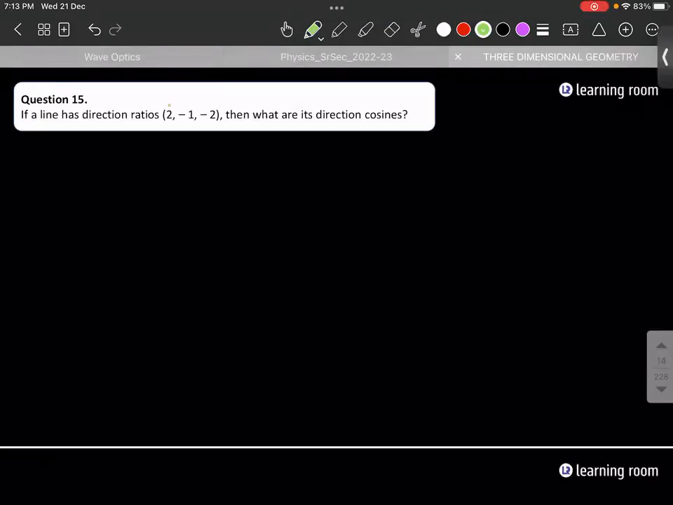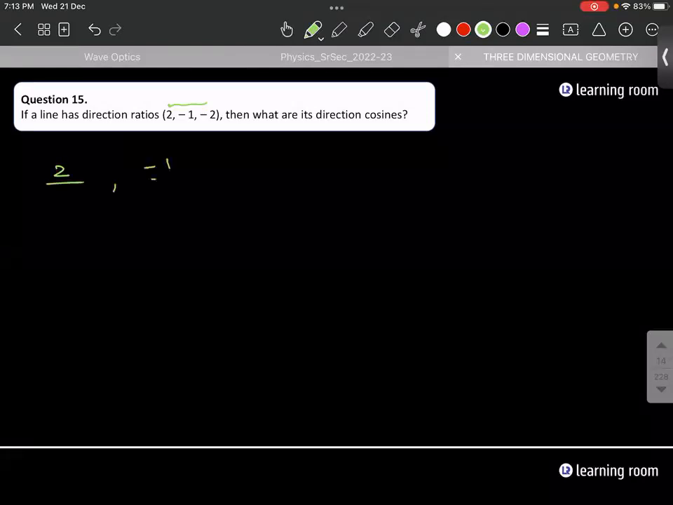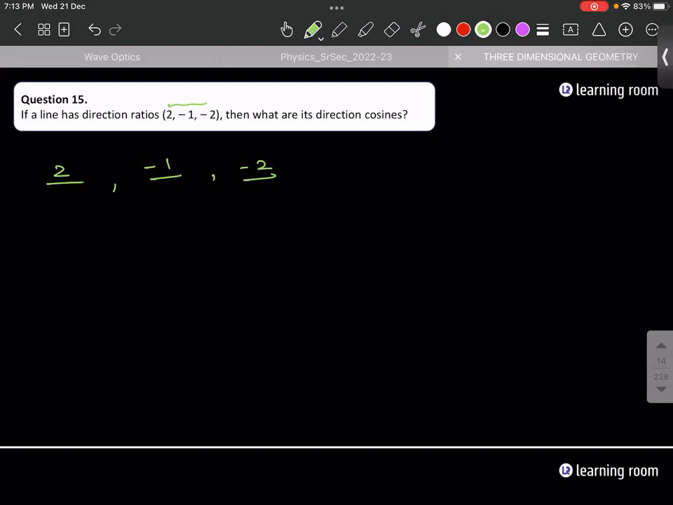If a line has the direction ratios as 2, minus 1, and minus 2, what are the direction cosines? One minute, do it fast and tell me. 2 by something, minus 1 by something, minus 2 by something. Sir, 3. Yes, 3, because it's going to be root of 4 plus 1 plus 4, which is root 9, which would be 3.